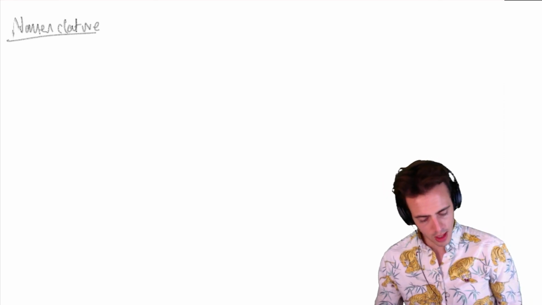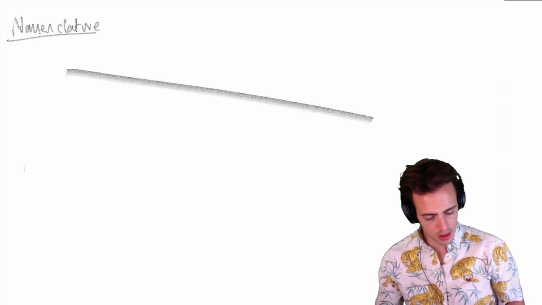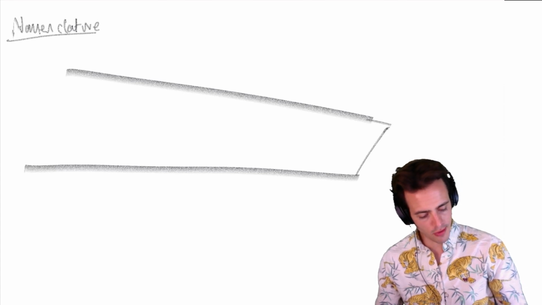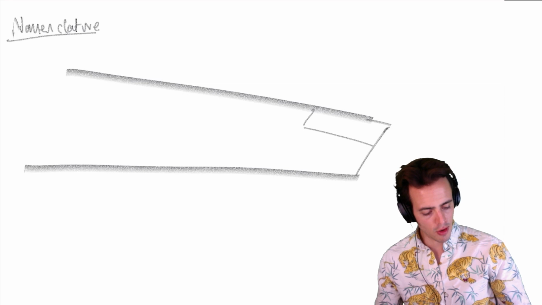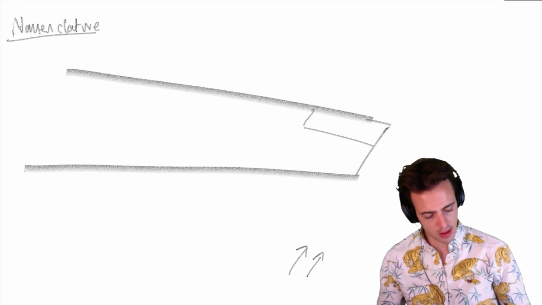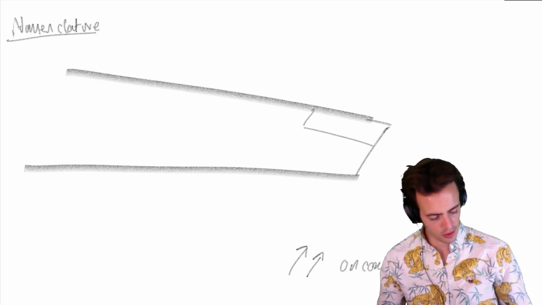So let's draw an aircraft wing. I've just drawn the port wing of an aircraft. So we're going to put the aileron on there. So we've got the aileron which tells us the flight direction. So this is then oncoming velocity.